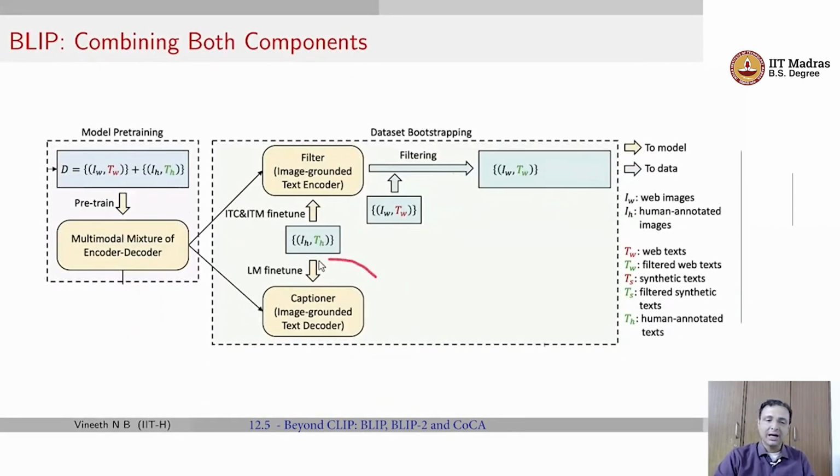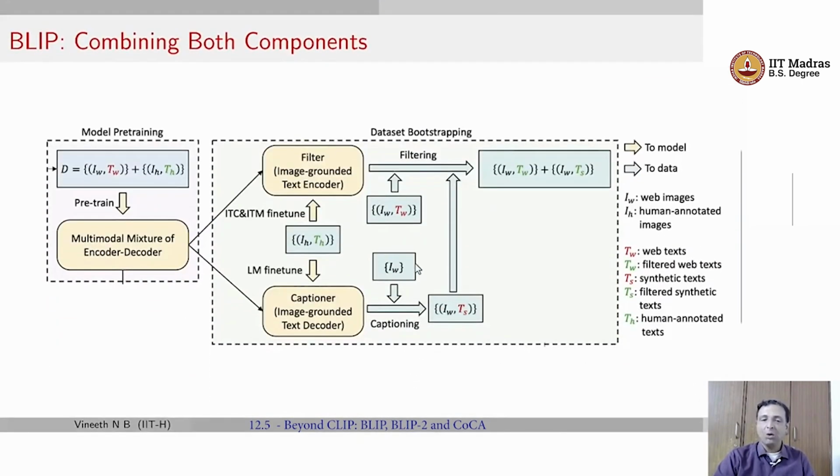They also train a captioning module using the same human annotated data, which is once again an image-grounded text decoder. Based on this captioning module, they now take their web scraped images and generate a bunch of synthetic captions. So you now have I_W and T_S, web scraped images and synthetic text that's generated. This is now used to refine the filter again, to also get I_W, T_S, that is web scraped images with synthetic text, which is also the output of the filtering module.